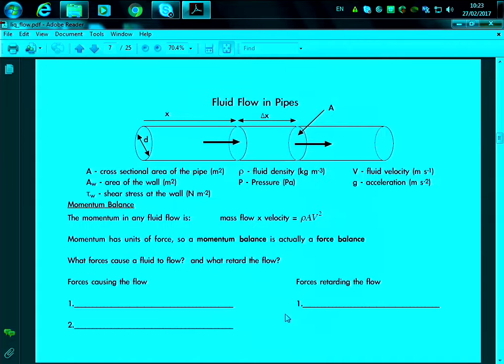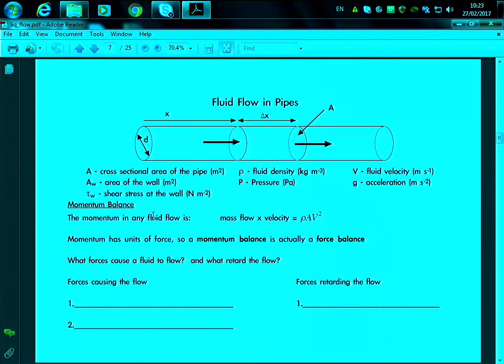So the momentum of a fluid will be mass flow times velocity, right? We have said previously that mass flow equals rho AV. If we multiply that times velocity, then we'll have rho AV squared, and that will be momentum. So momentum will be rho AV squared. And this will have the units of force, newtons. So momentum balance is a force balance.